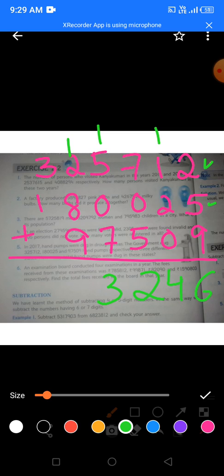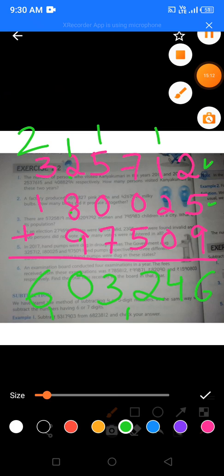Okay. 2 plus 8 is 10. Then 9 plus 10 plus 9, 19. 19 plus 1, 20. So you will write 0 here. You will carry 2 here. 2 plus 3, 5. 5 plus 1, 6. Okay, so this is your answer. 6,03,246. So how many hand pumps were dug in these states? 6,03,246. So you will write in your notebook. Okay.